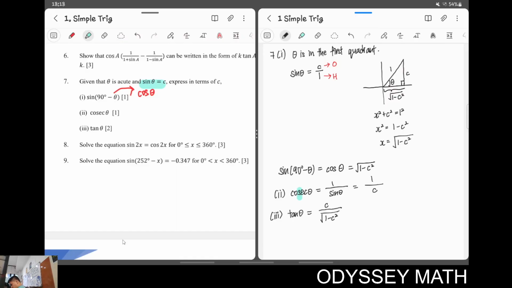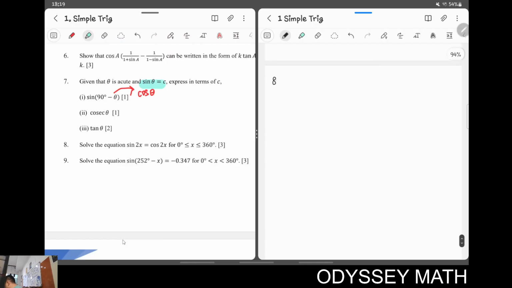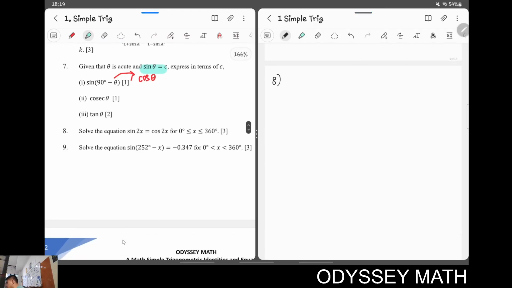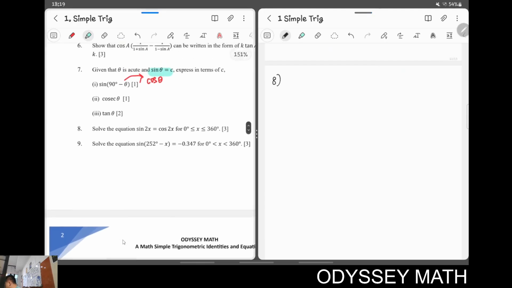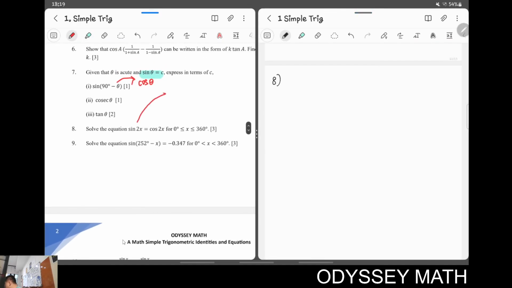Okay, now moving on to question number 8. We have to solve the trigo equation sine 2x equals cosine 2x for x between 0 and 360 degrees inclusive. I want you to write this down now. The objective in a trigo equation is to make it sine something equals to a constant, cosine something equals to a constant, or tangent something equals to a constant. This is an important tip, something you can copy.